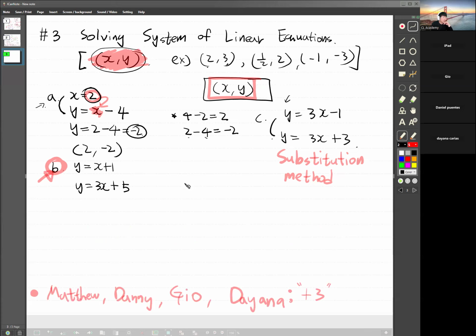Okay. You guys lost. Let's do it together. Again, y equals x plus 1, y equals 3x plus 5. So what do we do? Substitution. How? Instead of y, I'm going to substitute. Why? How can we do that? Because both of them equal y. So instead of y, I can write x plus 1. Then I will get x plus 1 equals 3x plus 5.